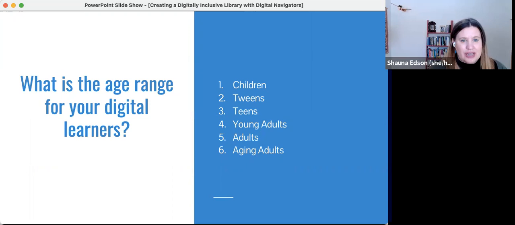It looks like the majority of folks are working with adults and aging adults. Great. A lot of the Digital Navigator work or the model is really geared towards adults. It can be adopted for young adults, teens, and tweens, but it's really focused on adults.